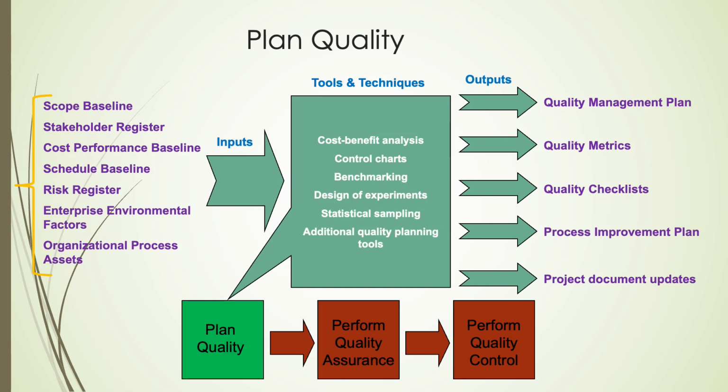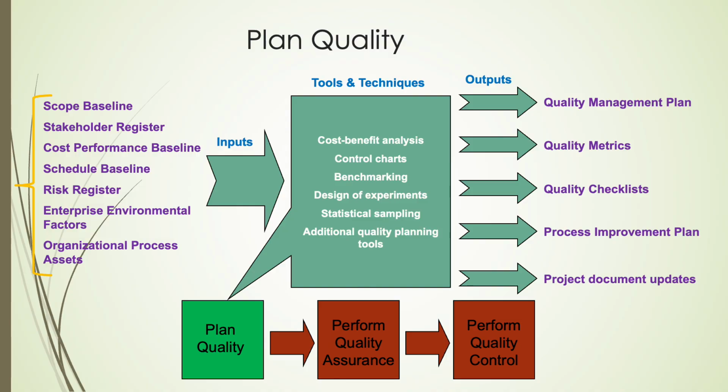Planning for quality is like equipping a ship before setting sail. If you miss a single detail, the entire voyage could be at risk. We start by gathering key project inputs like the scope baseline, stakeholder register, and cost and schedule baselines. From there, we apply proven tools like cost-benefit analysis, control charts, and benchmarking to design a tailored, effective quality plan. Every tool sharpens our focus on delivering value, reducing risks, and ensuring we meet, or even exceed, stakeholder expectations.